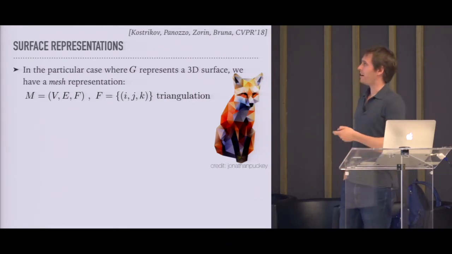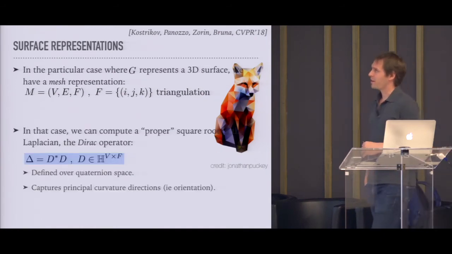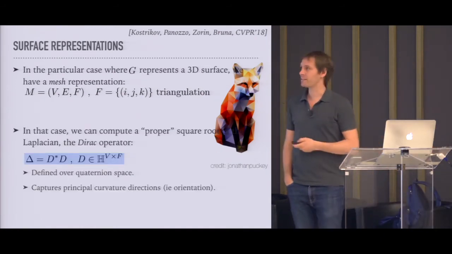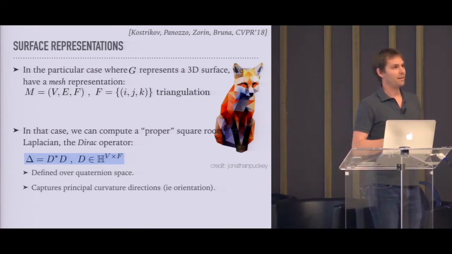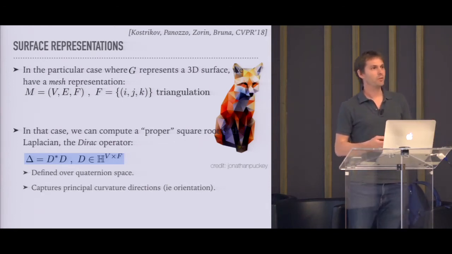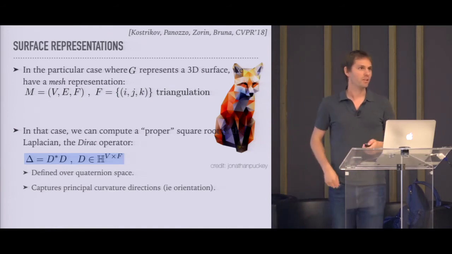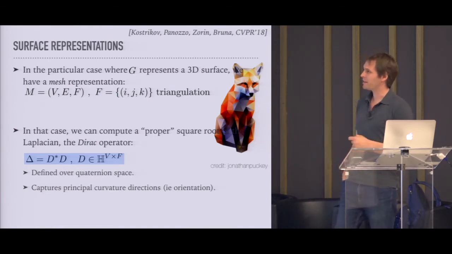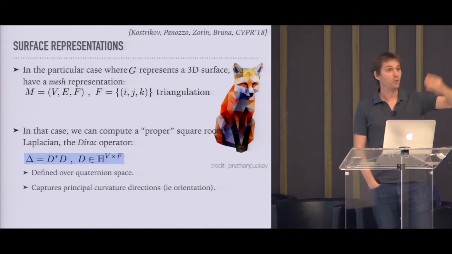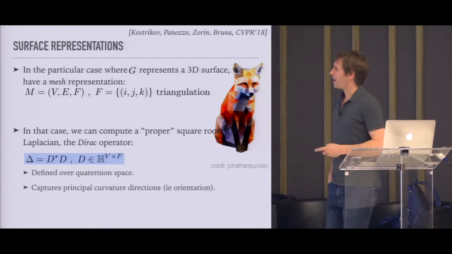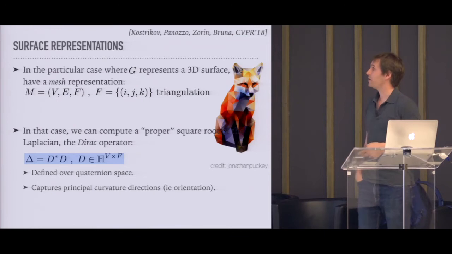But in the case of a surface mesh, it turns out that we can use a tool from quantum mechanics called the Dirac operator, which is essentially a proper square root of the Laplacian. The price to pay is that this square root lives beyond the complex numbers, in the quaternions, which are like four-dimensional complex numbers. But in a sense, what this square root gives us is a notion of generalized orientation in this mesh. This is something that Ilya, my student, is going to present at CVPR as an oral.